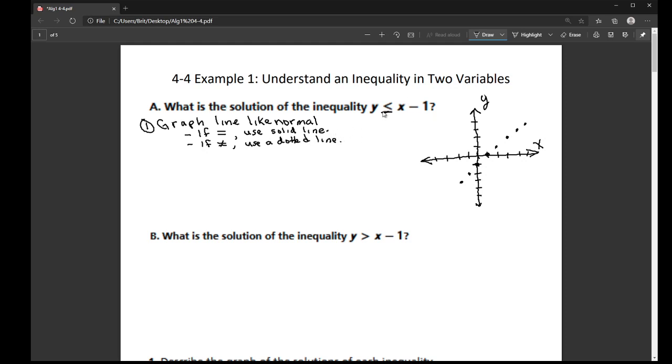So in this case, because I have the equal part here, I'm going to be using a solid line to draw this. Now what that means is that the values that are on the line itself, like these individual points, these are solutions. Now if I was using a dotted line, the values on the line would not be solutions.